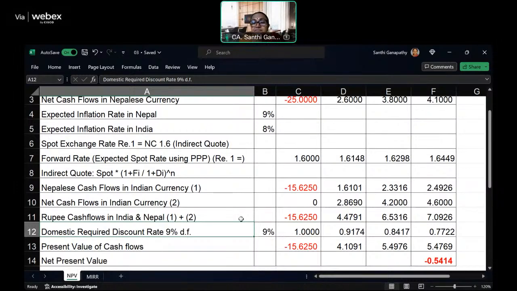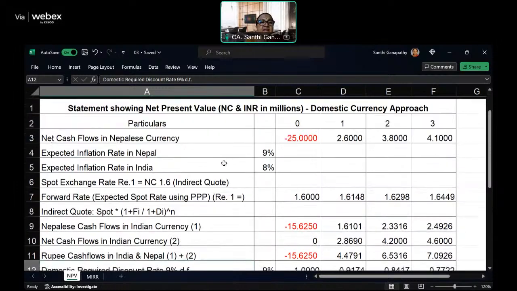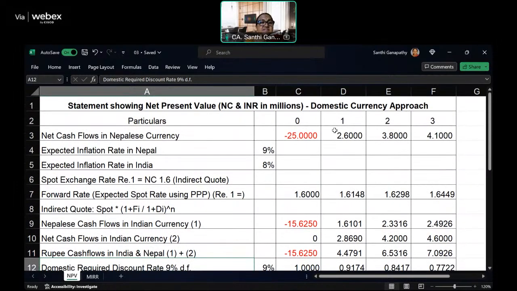Is this over? Are you clear? We have cash flows in Nepalese currency. We have expected inflation rate in Nepal and in India. So we find the expected spot rate using purchasing power parity theory. How do I know I have to use purchasing power parity theory? I know that because inflation rates are given. It's an indirect quote. So accordingly, I find the expected spot rate.